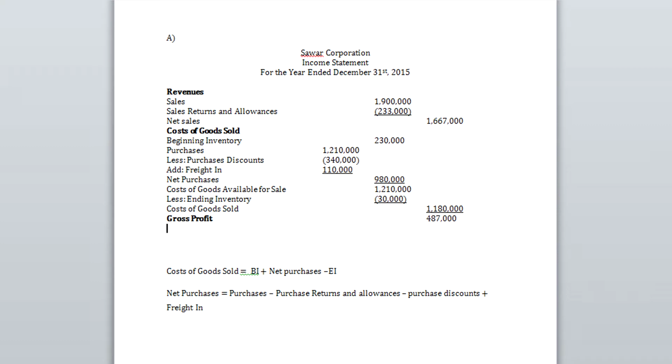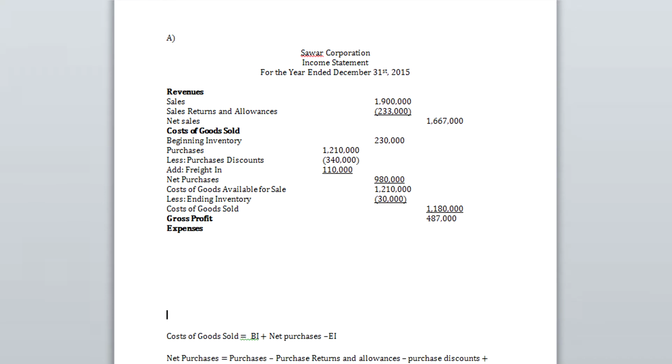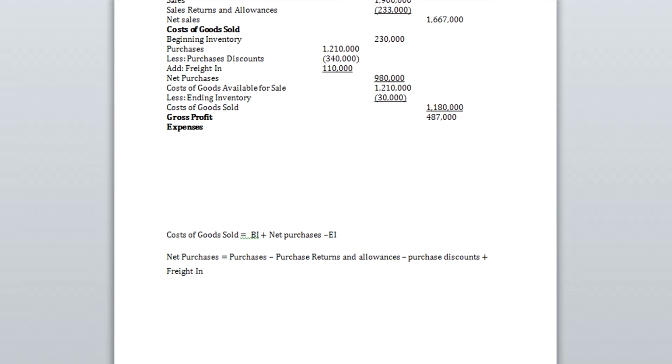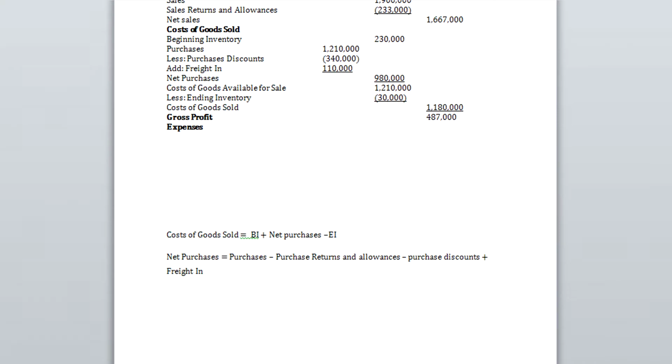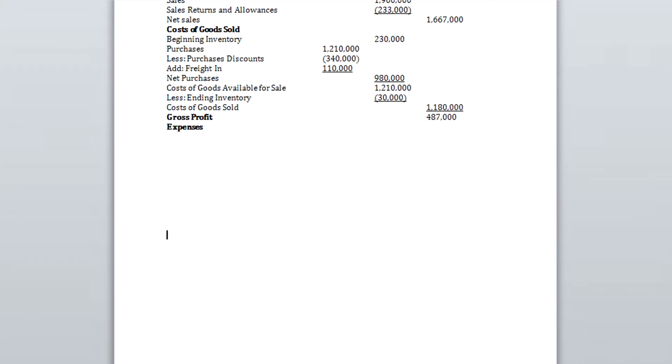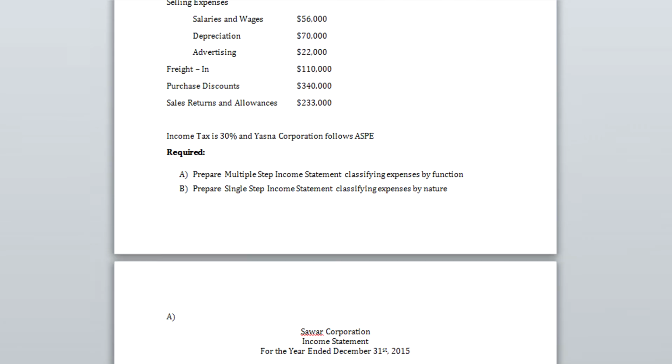Next step is to put our expenses. And this is actually where we're going to put in our operating expenses. So things that the company would commonly incur throughout the year on a day-to-day basis. It's our operating expenses. I'm just going to get rid of these calculations here. We no longer need them.